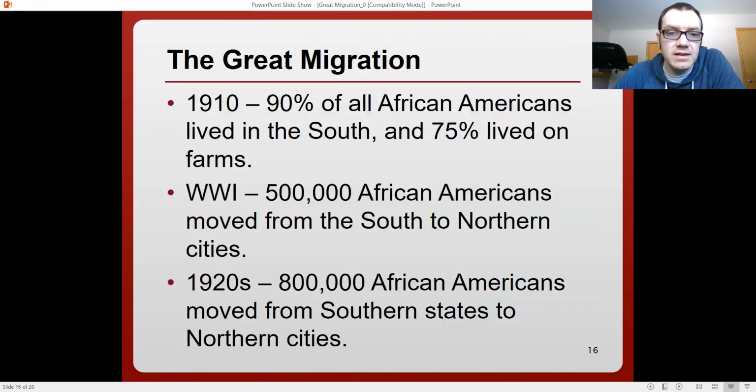And so in 1910, 90% of African Americans lived in the South and 75% lived on farms. In World War I, 500,000 African Americans move up north. In the 1920s, 800,000 African Americans move up north. And there's a major shift too. A lot are living in the South and rural areas, and now they're going to move to the north to cities. And so that's why even today you see that there's higher African American populations in the cities themselves. It started with this Great Migration.